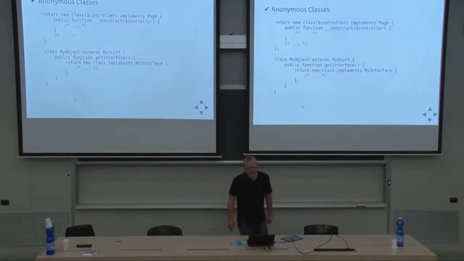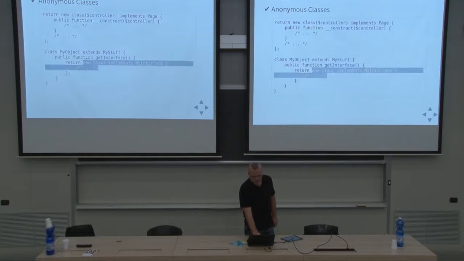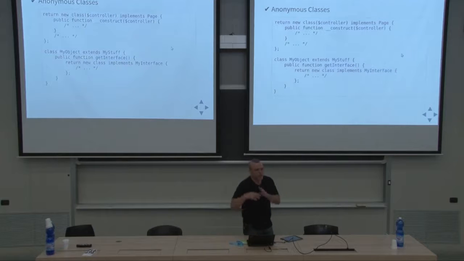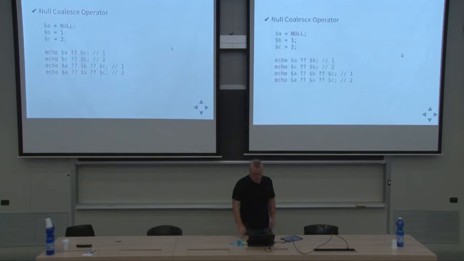We have anonymous classes. Just like anonymous functions, you can create throwaway classes on the fly and pass them around. So if you just wanted to return an anonymous class, you can return new class, and off you go. There's a null coalesce operator. This is to try to get rid of boilerplate, is set, is empty, or if empty type things that you've probably seen everywhere.